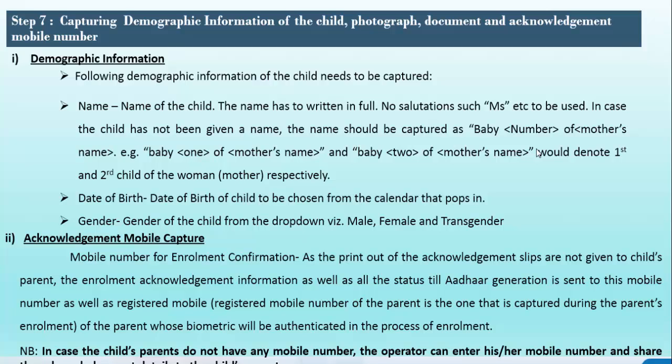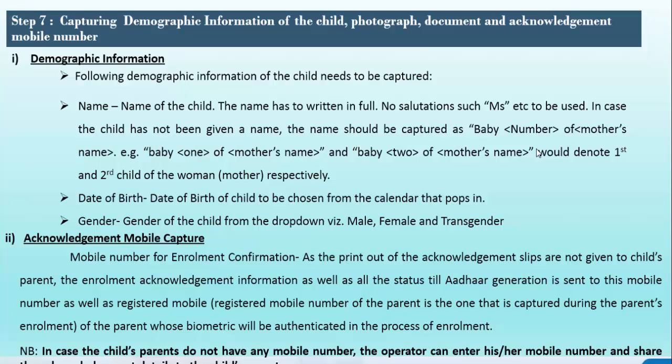If the child's name is not given, then the name should be captured as a baby number of the mother's name. So for example, baby 1 of mother X, or baby 2 of mother X, or baby 1 of father X, or baby 2 of father X, like that we can give the name.